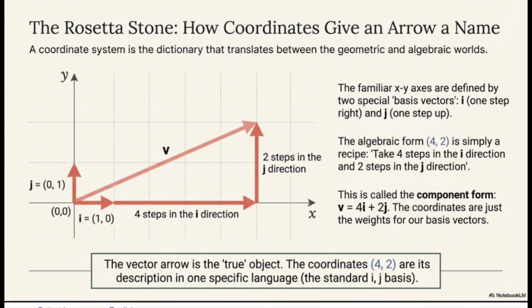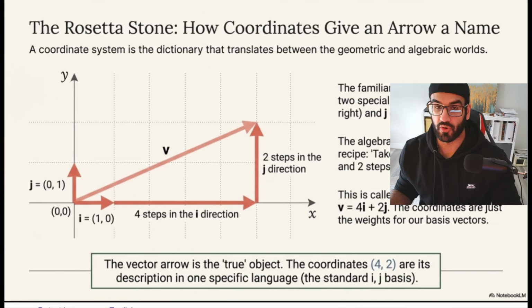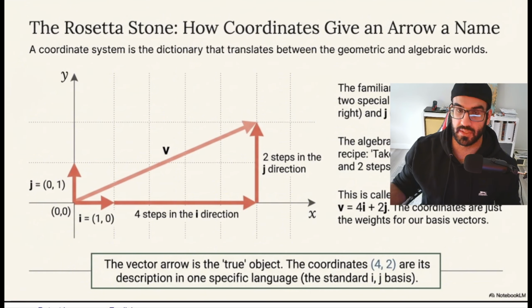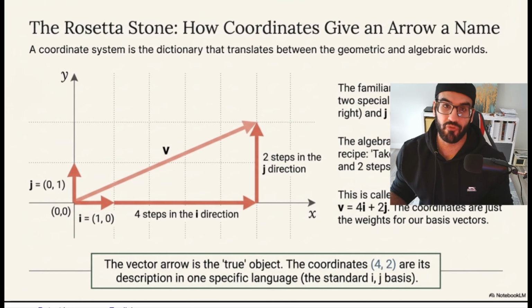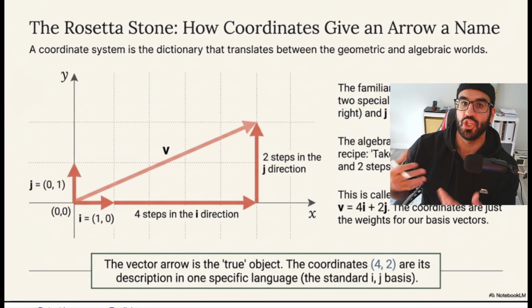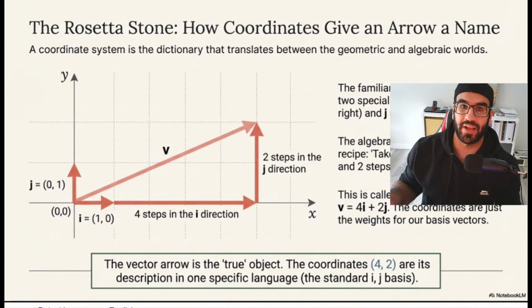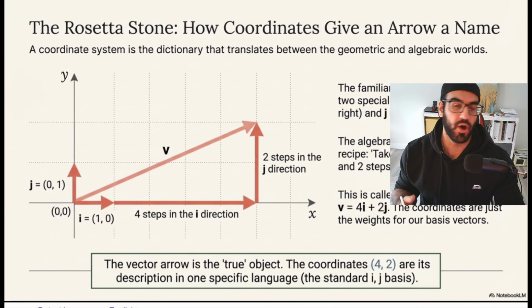So let's talk about the Rosetta Stone. It means how coordinates give an arrow a name. We are going to talk about small steps. When we're talking about the displacement of 4 and 2, for instance, obviously we are talking about steps to the right and steps to the top. But actually we do have another format to show what one step to the right means and what one step to the top means. So we can talk about it right now.